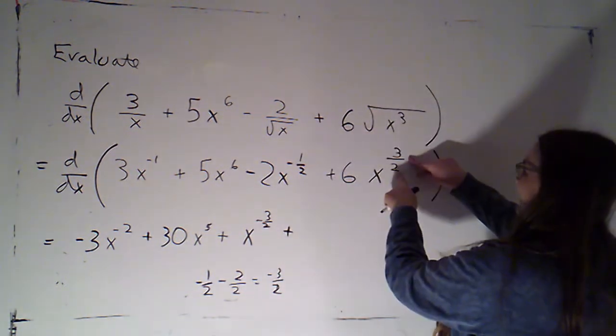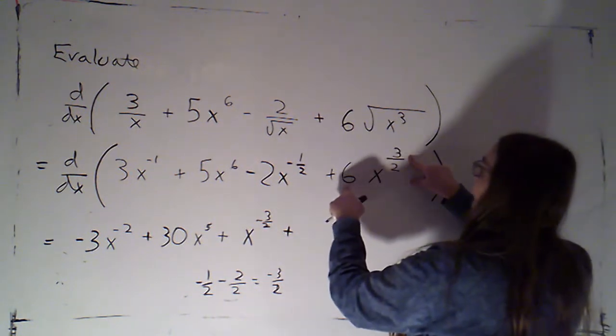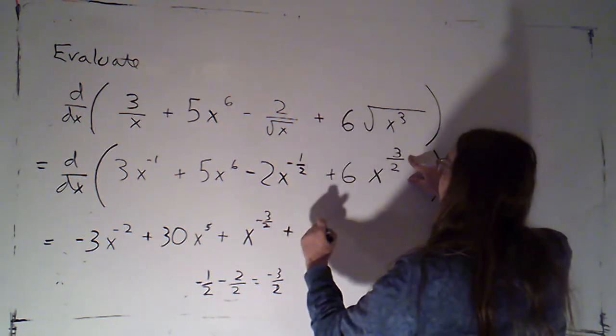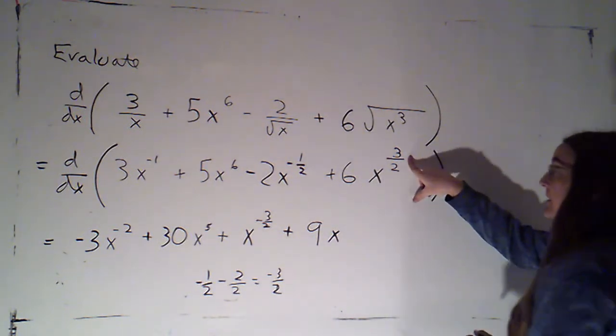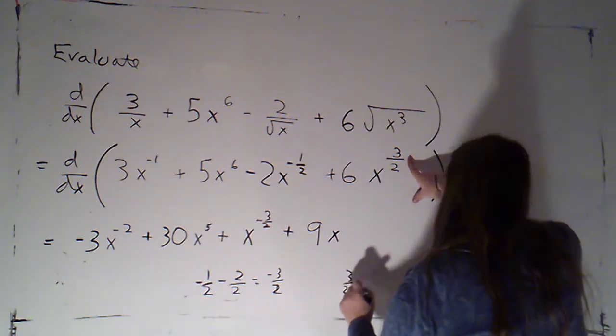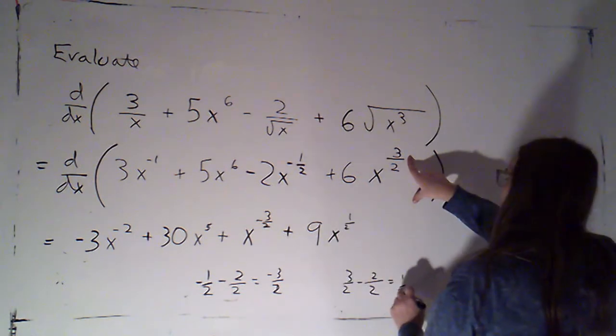Plus, take that 3/2, bring it down. So 3/2 times 6 is going to be 9, x to the 1 less power. So now that's 3/2 minus 1 is 2/2. That's going to be x to the 1/2.